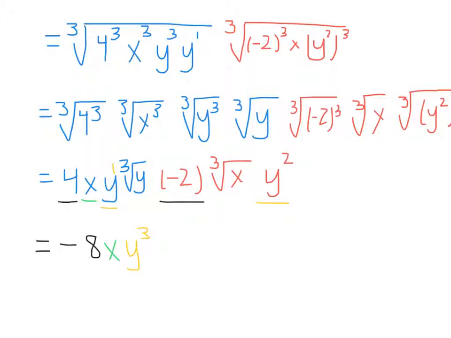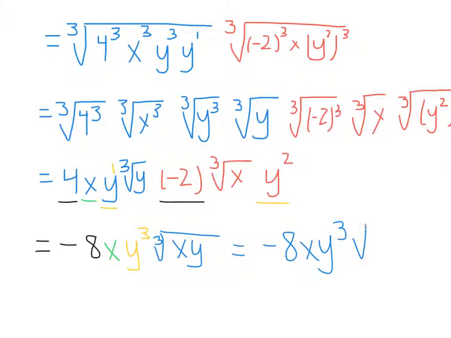And then let's take care of the things that are underneath the cube root still. Or I'm sorry, it's not a square root, it's a cube root. Okay, so we have got an x and a y still underneath the cube root. So what we end up with is -8x y cubed times the cube root of xy.